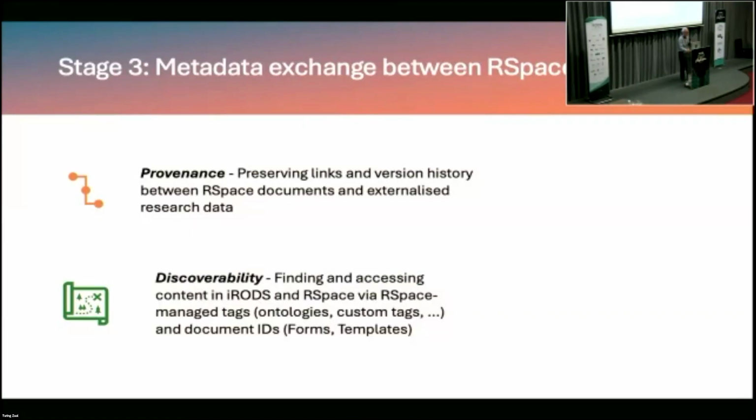And we're now planning stage 3 and stage 4 of the integration, which I think is really going to take us to the next level. So stage 3 involves better metadata exchange. And so provenance, preserving links and version history between RSpace documents and externalized research data, and also discoverability, finding and accessing content in iRODS and RSpace via RSpace managed tags, ontologies, custom tags, and document IDs, forms, and templates. So that's stage 3.